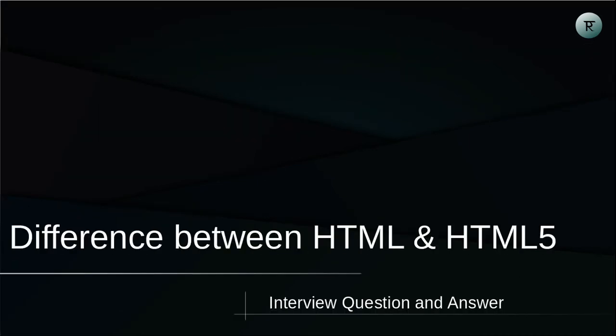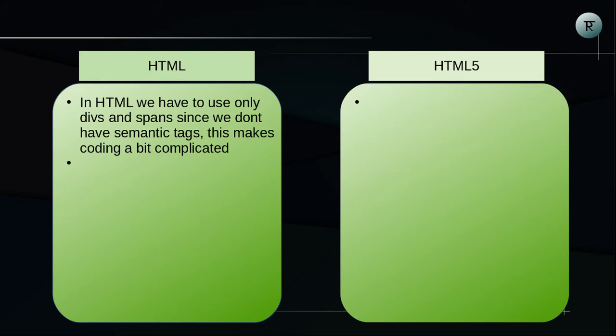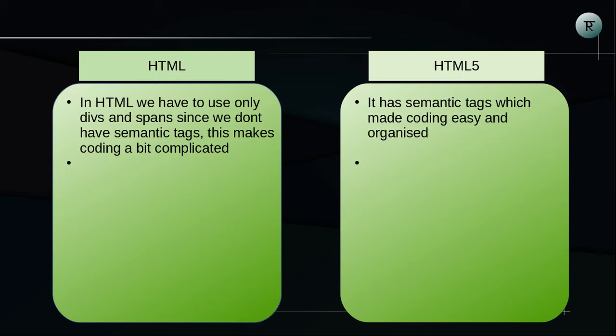Difference between HTML and HTML5. This is also an interview question and answer which is asked frequently. In HTML we have to use only divs and spans since we don't have semantic tags. This makes coding a bit complicated. HTML5 has semantic tags which make coding easy and organized. As I explained just now, HTML is not mobile friendly, HTML5 is mobile friendly. Since nowadays we are mostly into mobile, we don't use a laptop much when we are in a hurry and we need to browse something. We simply use a mobile phone.